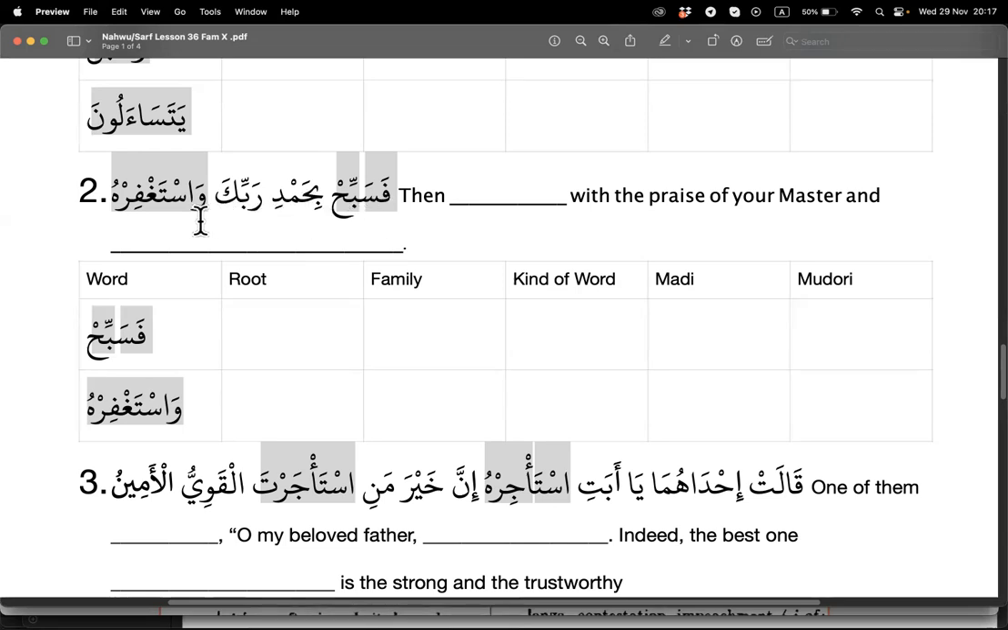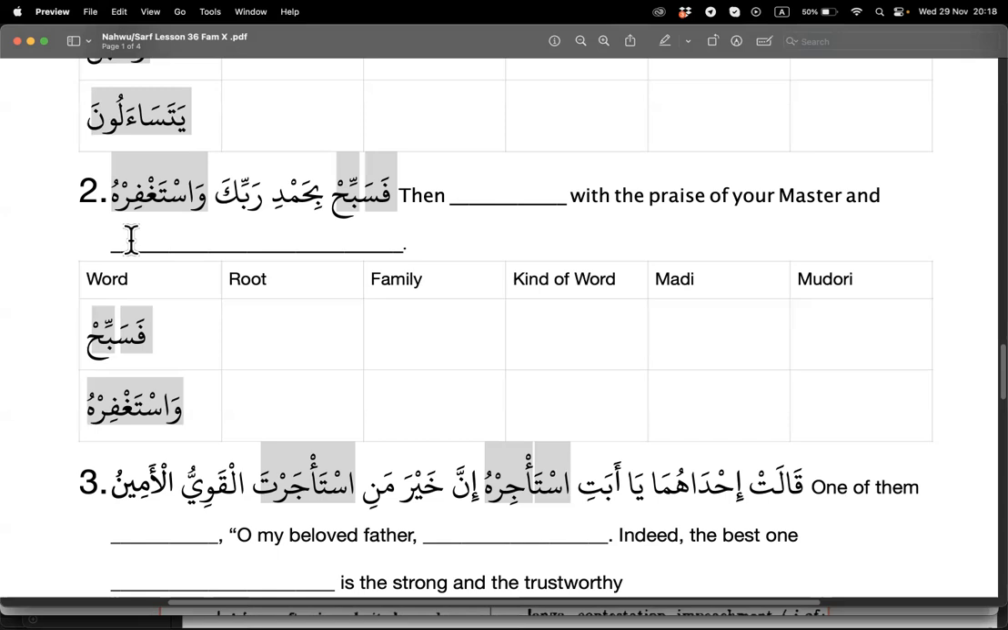Wastaghfir. Wastaghfir from the bab istif'alan. Yes. And what are the root letters? Ghafara. This one will be fi'il amar, and then who will be the maf'ul? Yes. Amar who, this one? Amar anta. Yes. Give me the first line.